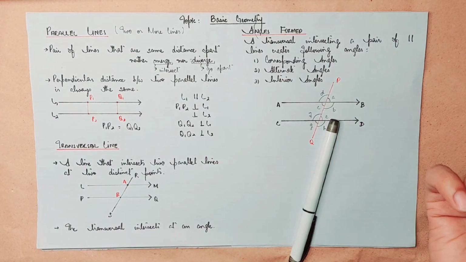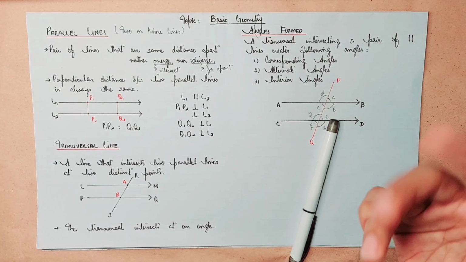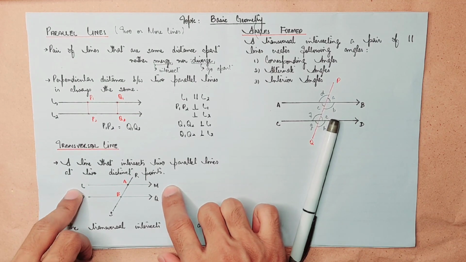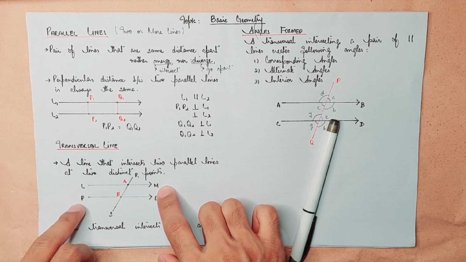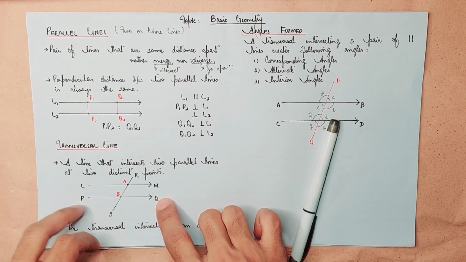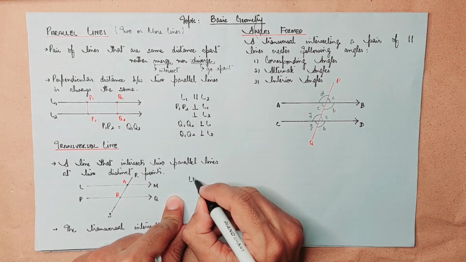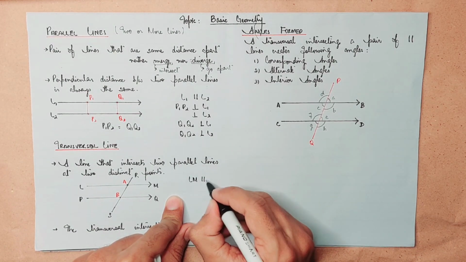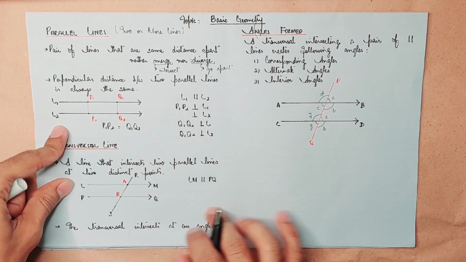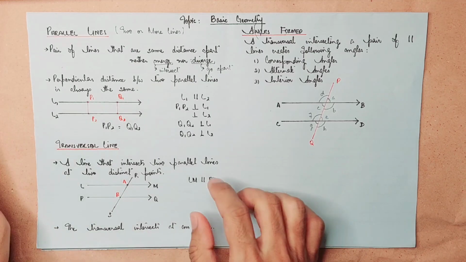Transversal is a very basic and very interesting concept. If I have a pair of parallel lines, say here I have two parallel lines, firstly the line LM, and second the line PQ. As we can see, line LM is parallel to PQ, so mathematically I can say that line LM is parallel to line PQ, and here is a transversal that is intersecting these parallel lines at two distinct points.